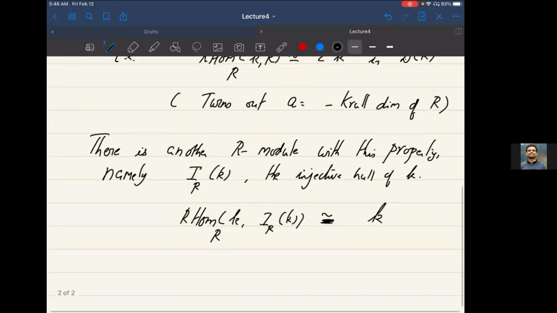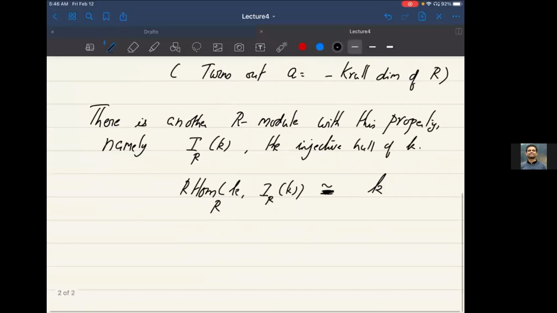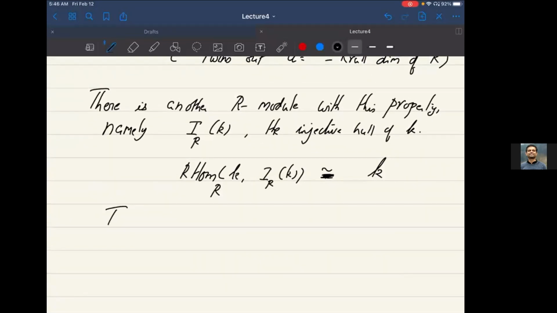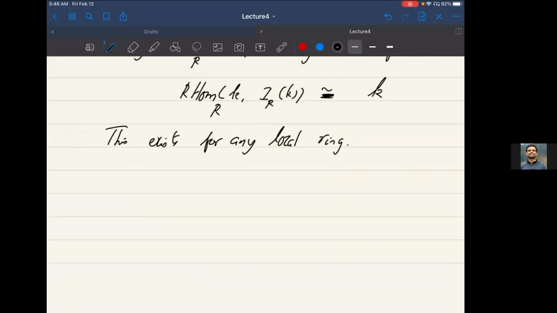So there are two objects which have the same, quote unquote, not cohomology, but as far as k is concerned, R and this are the same. And this is true for any local ring, by the way. This exists for any local ring. Maybe I'll get to an example later.